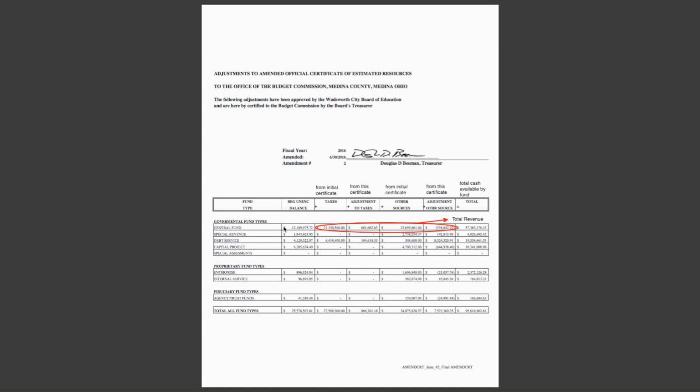The first 2 columns represent our taxes. So the first one is from the initial certificate. We projected at that time $21.1 million. And then the second column is the adjustments to the taxes. That's from this certificate, an additional $681,000.